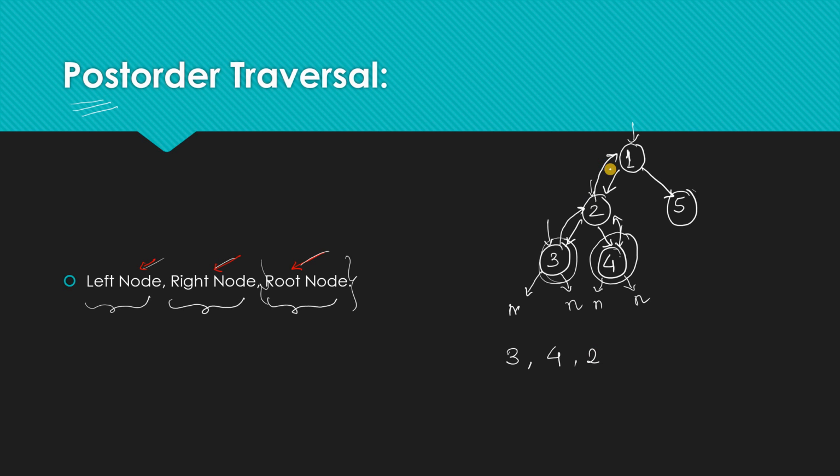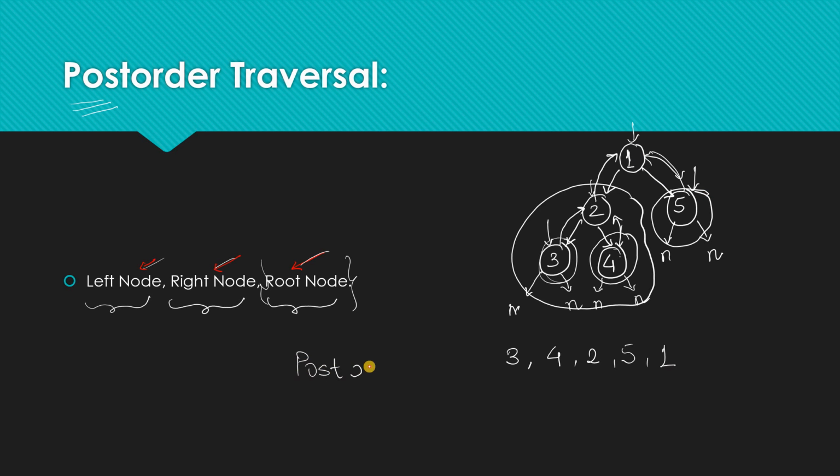Then we'll go back here. For 1, we have now explored the complete left side, so we'll go into the right side. For 5, the left node is again null, and the right node is again null. So we'll print the value of the node, which is 5. Now we have explored this complete node. We'll go back here, and for 1 we have explored the left side and the right side both. So we'll print the value of the node, which is 1. So this is our postorder traversal.